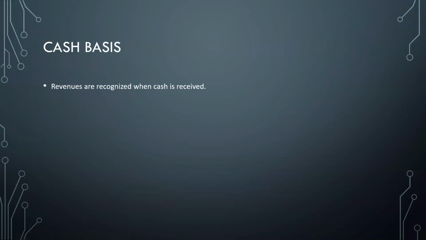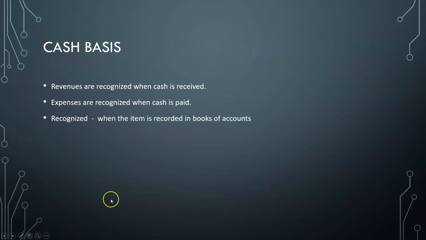Under the cash basis, revenues are recognized when cash is received, and expenses are recognized when cash is paid. In accounting, when we use the word recognized, it means when the item is recorded in the books of accounts.